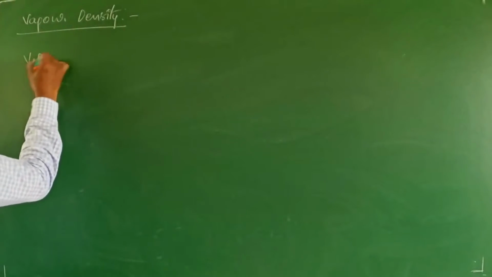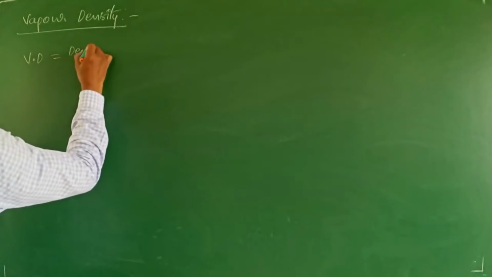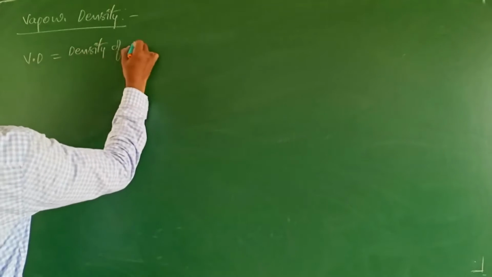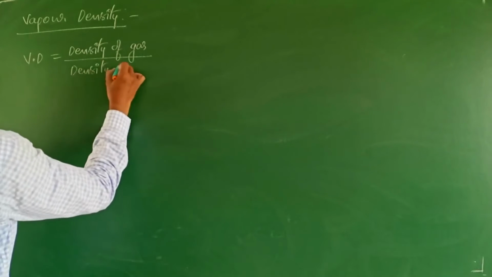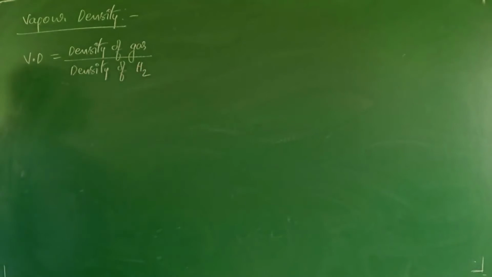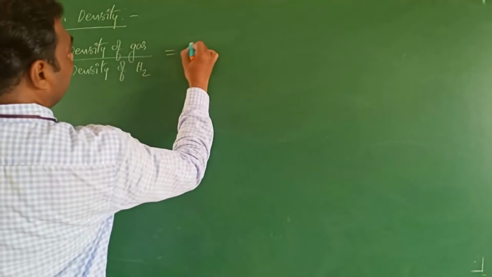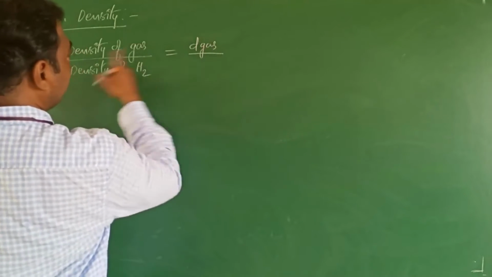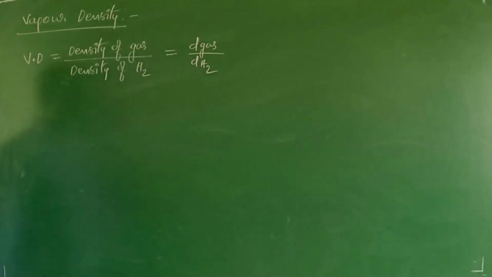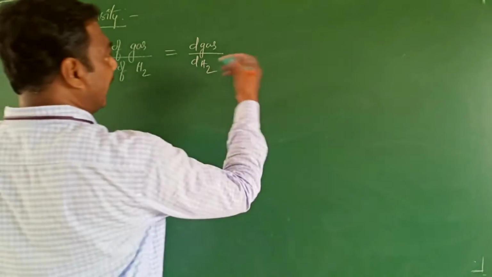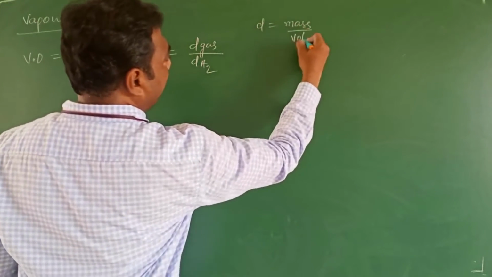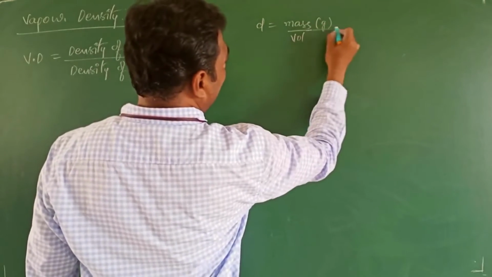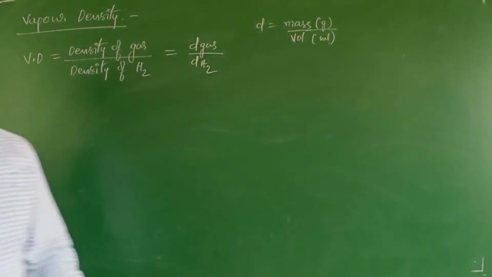Now, vapor density, generally in short form I write it as VD. VD is equal to density of gas by density of hydrogen, that is H2. You call it as vapor density, or else D of gas, that is density of gas by density of hydrogen. And what is the formula to calculate density? We know that density is nothing but mass by volume. Generally mass is expressed in grams, volume is expressed in ml.